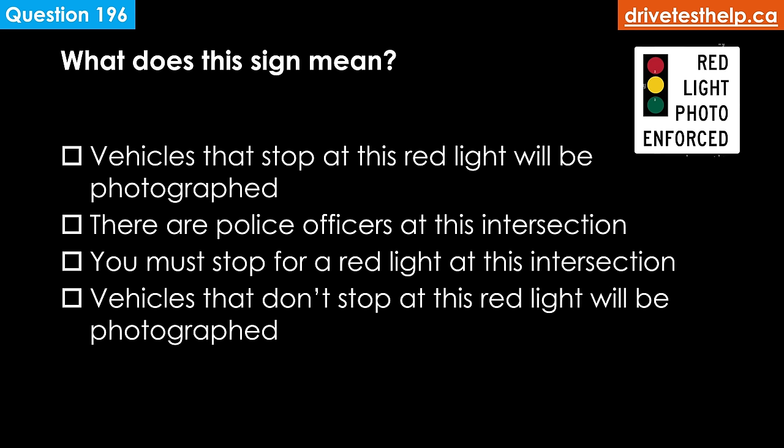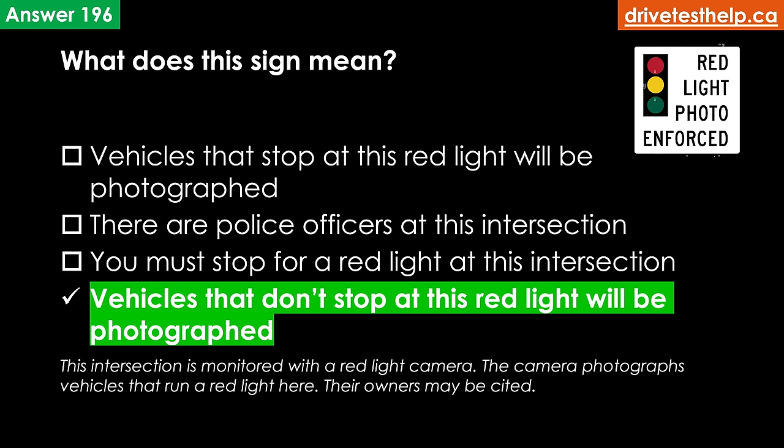What does this road sign mean? Vehicles that stop at this red light will be photographed. There are police officers at this intersection. You must stop for a red light at this intersection. Vehicles that don't stop at this red light will be photographed. The correct answer: vehicles that don't stop at this red light will be photographed. This intersection is monitored with a red light camera. The camera photographs vehicles that run a red light here. Their owners may be cited.